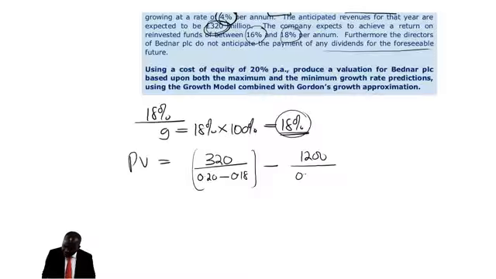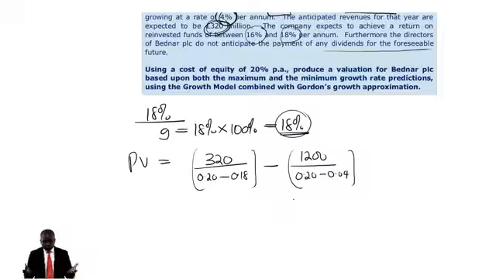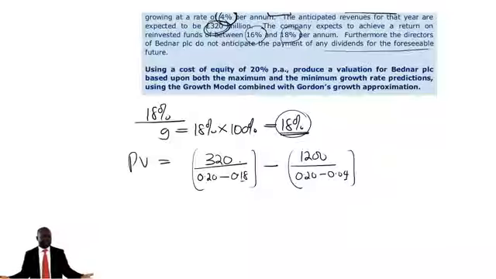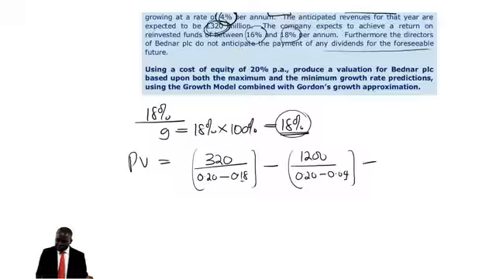The cost of equity is 20% minus this one, and its growth rate is 4%. If the growth rate were the same, if this and that were the same, we could have factorized them and then summed them up. We would get the same answer. But because the growth rates are not the same, you cannot sum them up. So I will have to separate them.